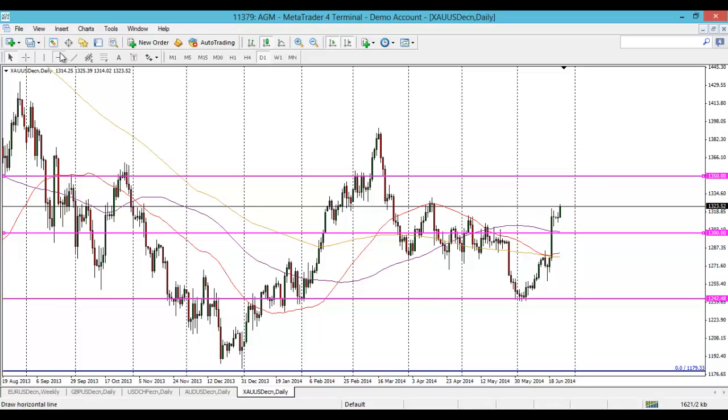And then in terms of just support resistance, you've got this high here in April. You can see there, I'm just hovering the cursor over. We're quite near that at the minute, as that comes in at 1327s. And that's pretty much it in terms of gold.